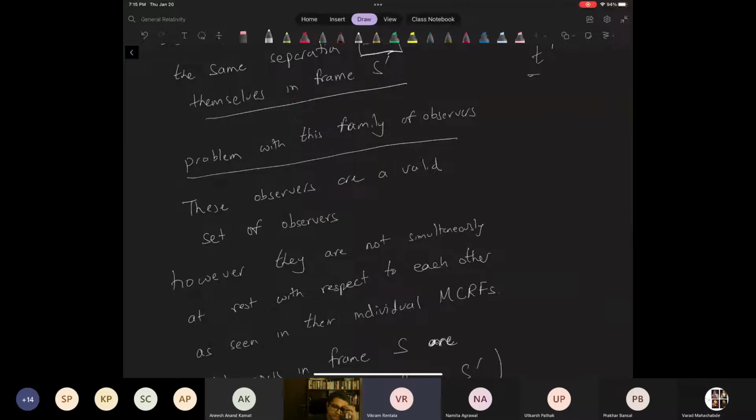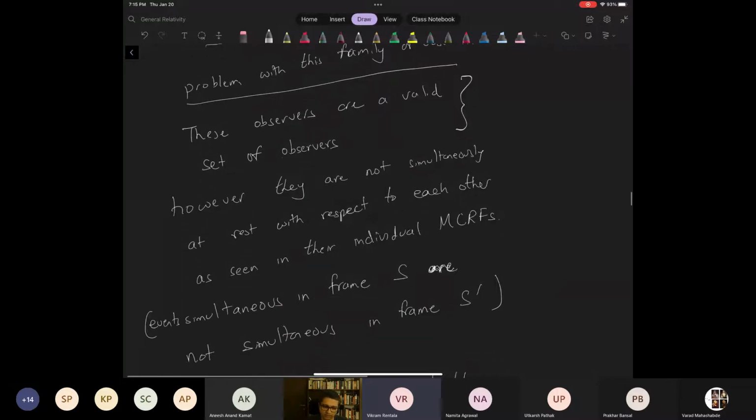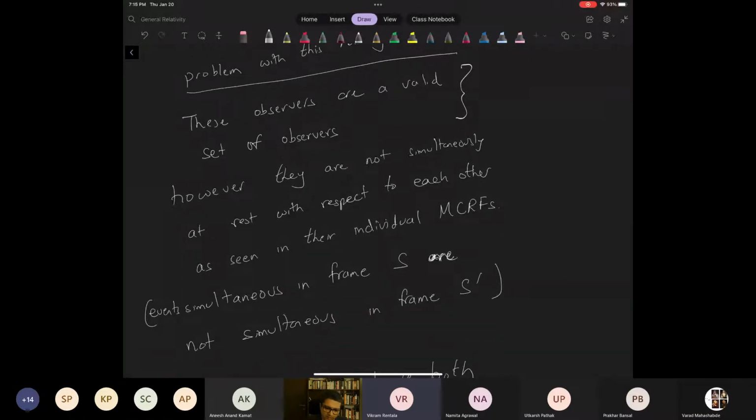So the problem with this family of observers is that, well, there's nothing wrong with them in the sense that they are a perfectly valid set of observers. However, the problem with them is that they are not simultaneously at rest with respect to each other, as seen in their individual MCRFs. Okay, so let's see why that should be the case.